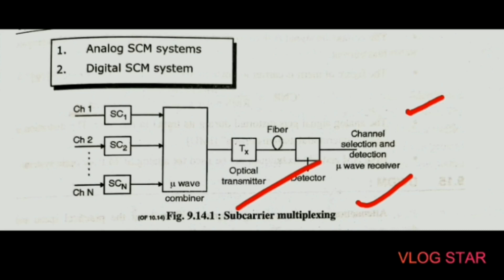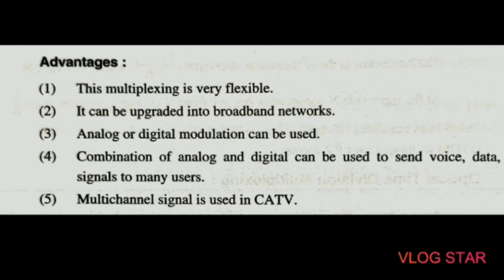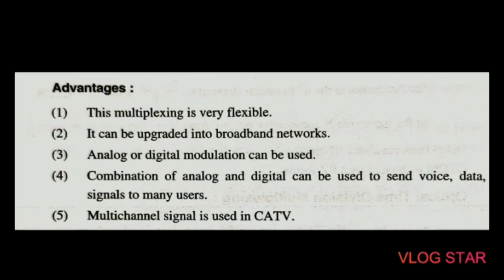Okay, so subcarrier multiplexing has certain advantages. The first advantage is that this multiplexing is very flexible. Second, it can be upgraded into broadband networks. Third advantage is that analog or digital modulations can be used in that type of subcarrier system. The fourth is that a combination of analog and digital can be used to send voice, data, video signals to many users. And last, multi-channel signal is used in CATV.